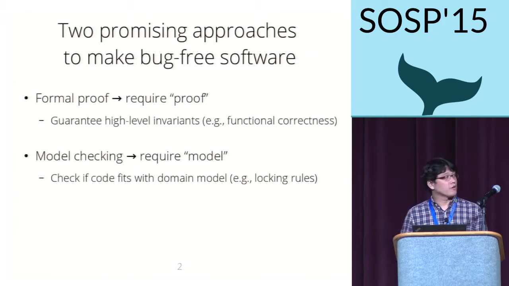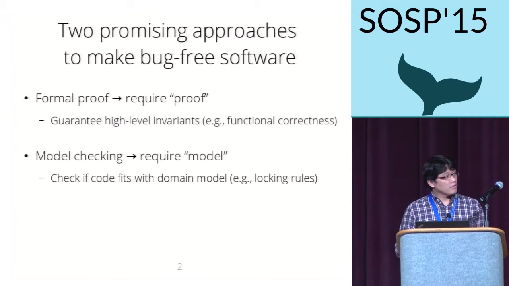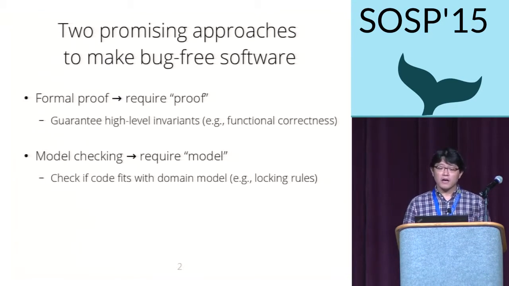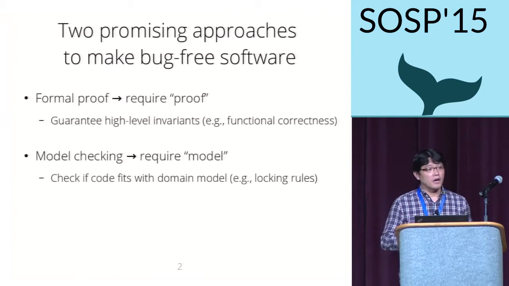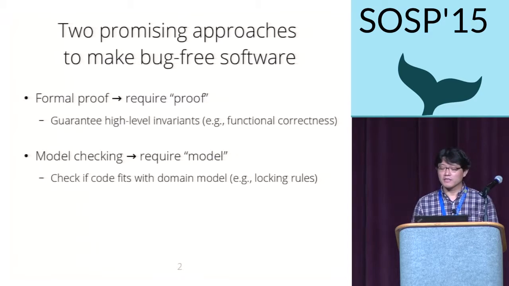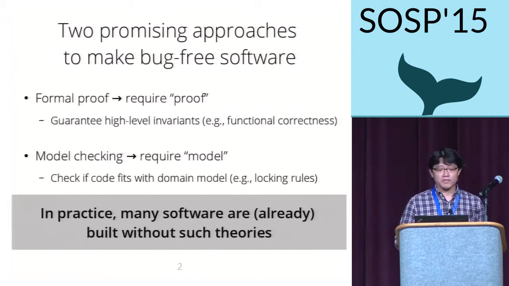Today, software is too large to be bug-free. To help make software bug-free, there are two promising approaches. The first approach is formal proof, which guarantees high-level invariants such as functional correctness. The second approach is model checking, which can find violations of a model in existing software. If the model is a locking rule, model checking can find locking rule violations. But the precondition of using these two technologies is that the software developer should provide a proof or model. Unfortunately, many programs are already written without such theory.